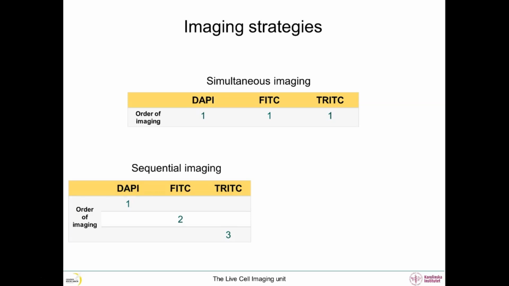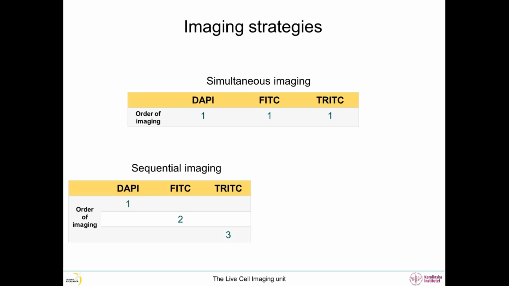We will first excite DAPI with the 405 laser and collect its emission in the first detector. Then we excite and image FITC by turning on the 488 laser and the second detector. And finally we image TRITC with the third laser and detector. Sequential imaging helps avoid bleed-through, but the acquisition of the 3 images takes 3 times longer.